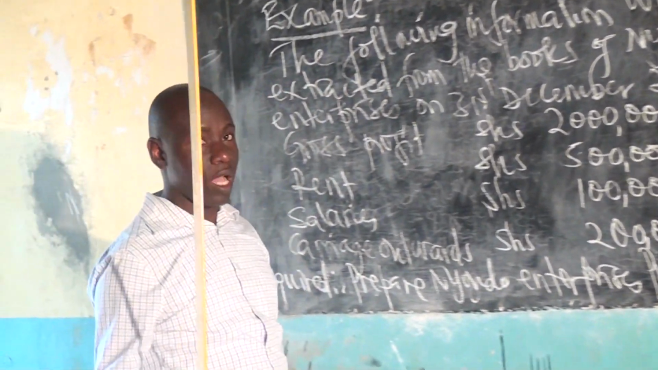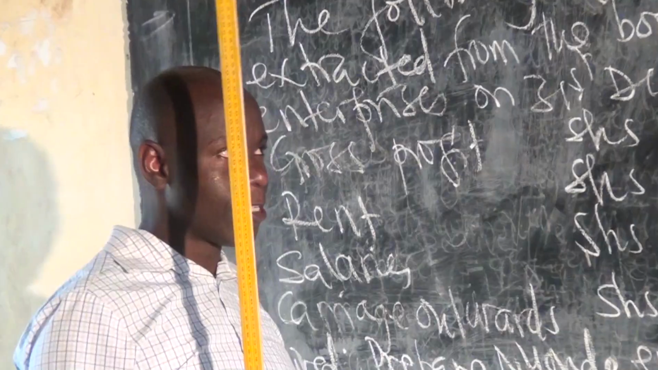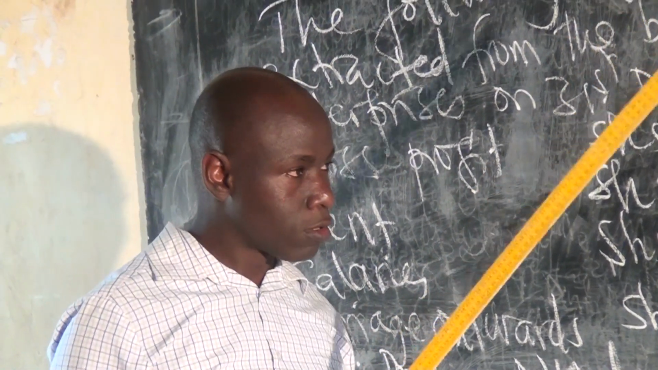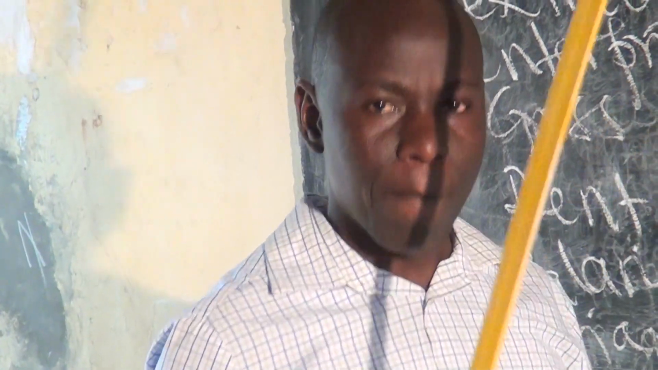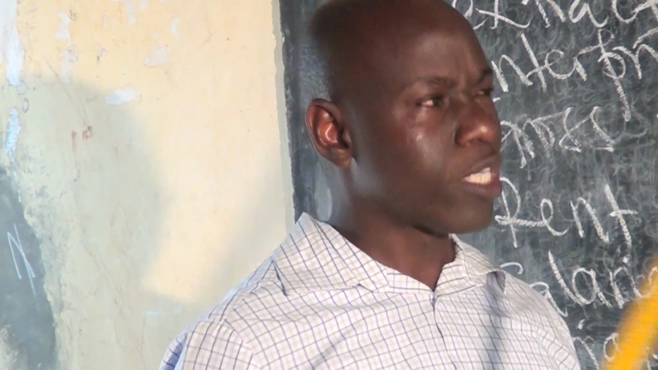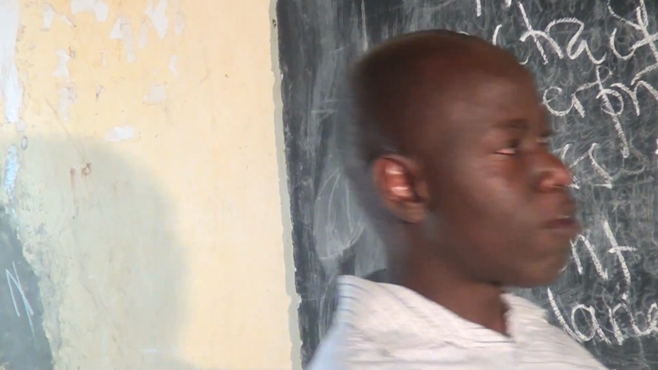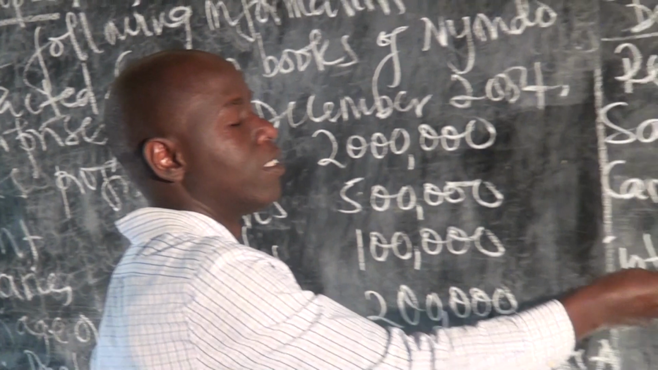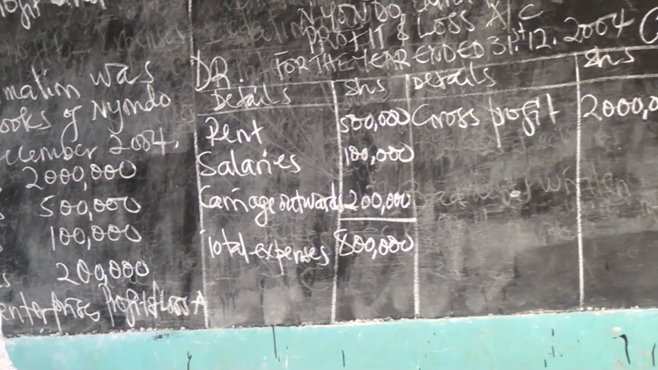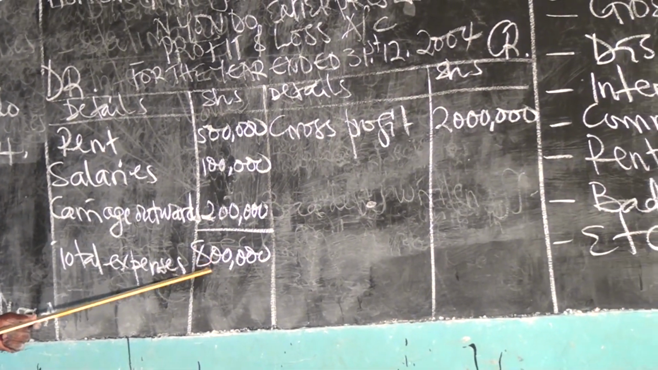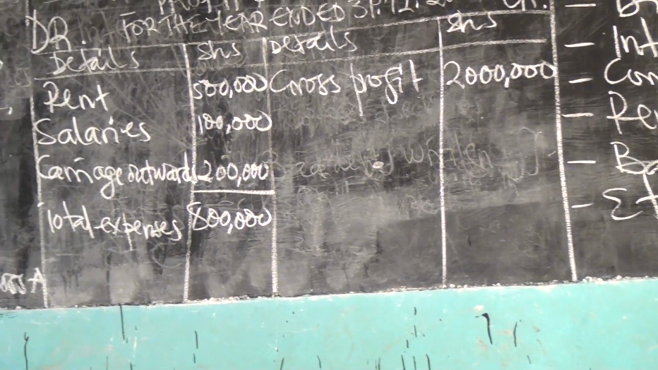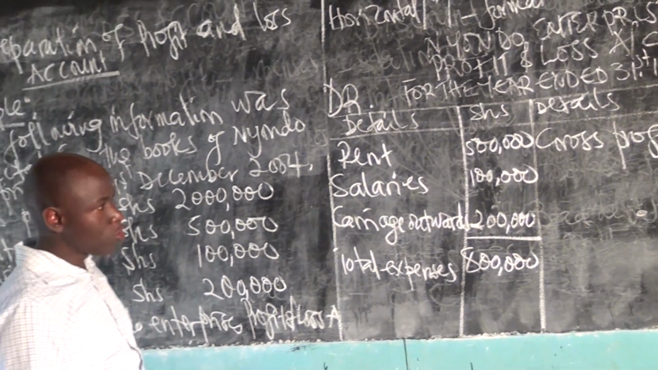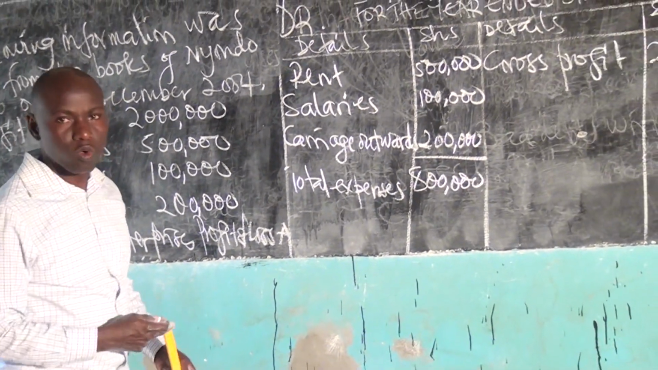That means we are going to use our first formula. Go back to the first formula. The first formula we talked about was saying net profit is equal to gross profit minus expenses. Gross profit minus expenses, you get net profit. So our gross profit is 2 million minus expenses 800,000. 2 million minus 800,000, you get 1,200,000. And that's what we call net profit.